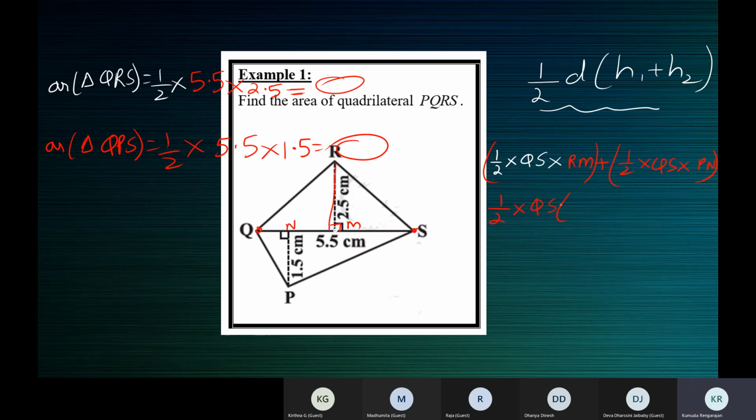Half QS is common. Open bracket. What should I write in the bracket? RM plus PN. That's exactly the formula you see here. Half diagonal into height 1 plus height 2, the sum of the altitudes on this diagonal. See here, half D. D is nothing but QS. Half D into H1 plus H2. H1 is RM. H2 is PN.